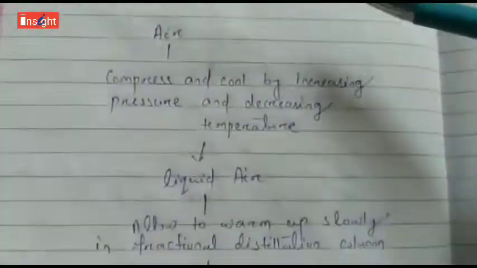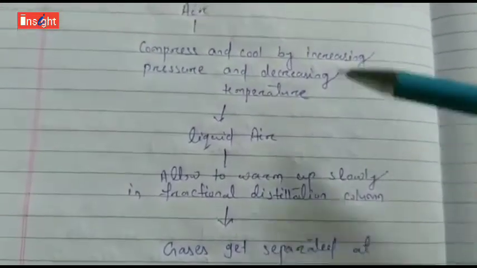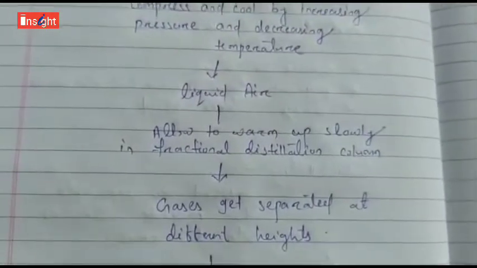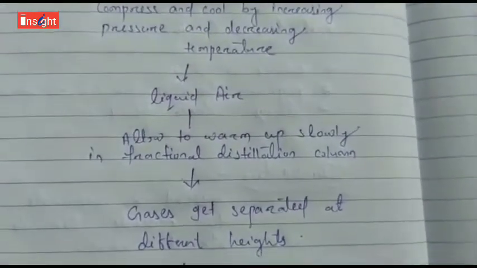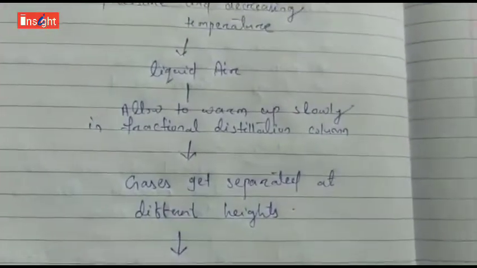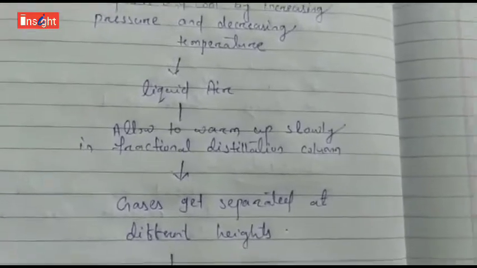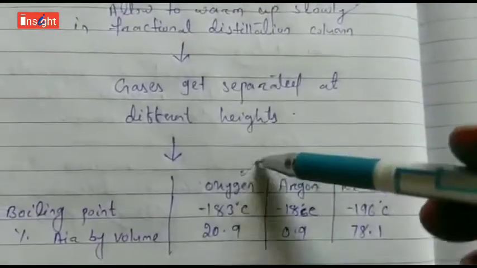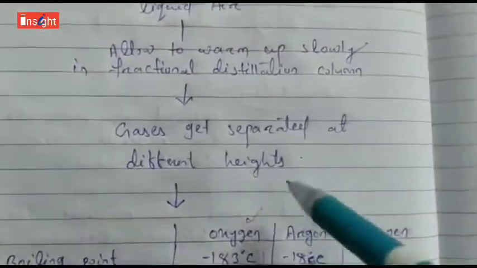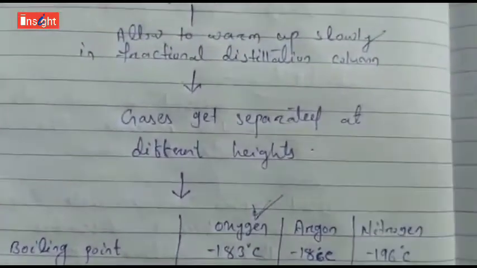So this is the process undergoing in fractional distillation, so that we can separate out the different gases from the air. If we want to get oxygen gas from air, we have to separate out all the other gases, then we can get the oxygen gas present in air.